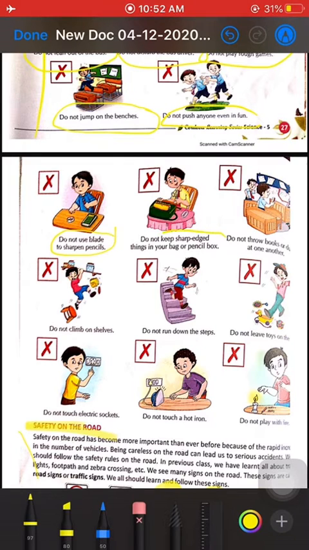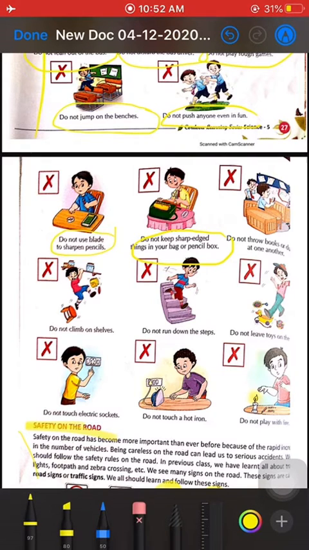Do not keep sharp-edged things in your bag or pencil box. This also I have told you. As you all know, we have random checking of your school bags in school. Why is it so? So that you should not have any sharp-edged things in your bag or pencil box, because they could hurt you and can hurt anyone else in the class. So we should not keep these things in our bag.